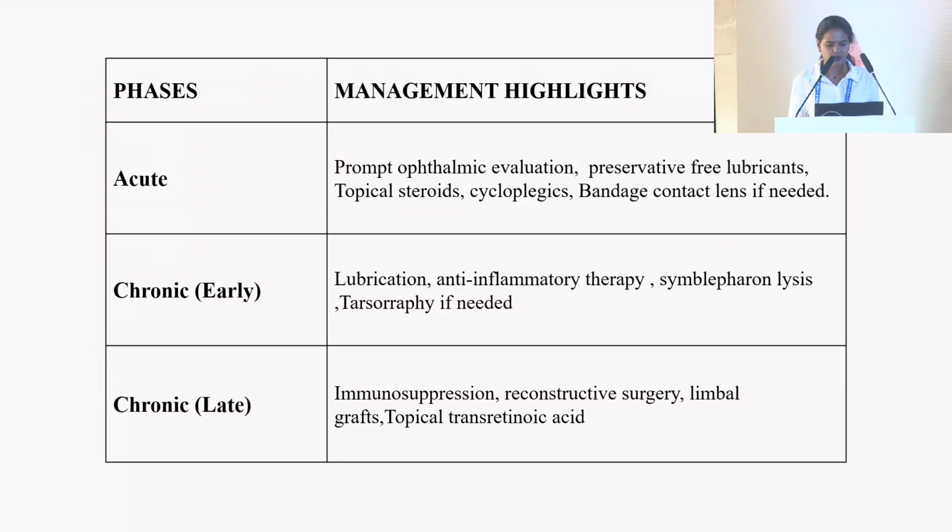So during acute phase, we'll have to do prompt ophthalmic evaluation, preservative-free lubricants has to be given, topical steroids, cycloplegics, and bandage contact lens if needed. During early chronic phase, lubrication, anti-inflammatory therapy, symblepharon lysis, tarsorrhaphy if needed. During late chronic phase, immunosuppression, reconstructive surgery, limbal grafts, and topical transretinoic acid.